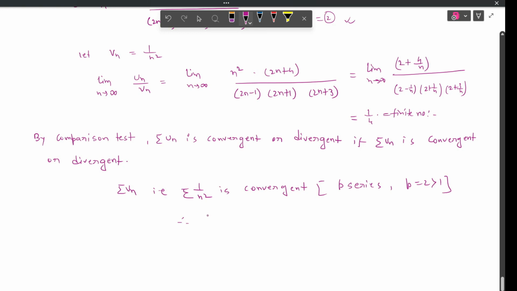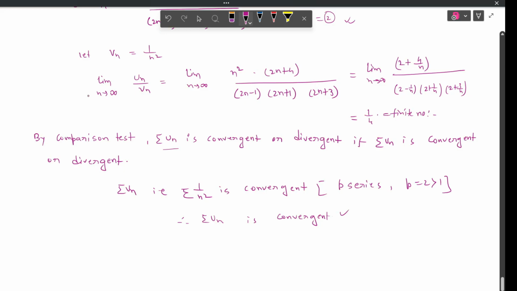So we can say that Vn is convergent, that means un is also convergent. So we can say summation of un is convergent. And what is the summation un? This is our given series. So the given series is convergent. That's how we have to check.